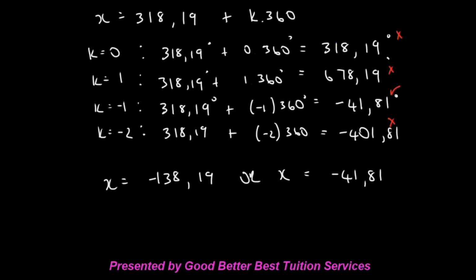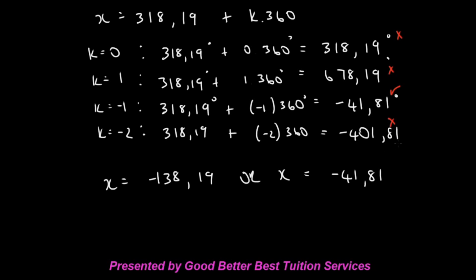Let's look at our quadrant 4 equation. x is equal to 318.19 degrees plus k360. We are going to substitute the same numbers 0, 1, negative 1, and negative 2. And what do we have? We substitute 0, we have 318.19 degrees. We substitute 1, we get 678.19 degrees. If we substitute negative 1, we get negative 41.81 degrees. And if we substitute negative 2, we get negative 401.81 degrees.